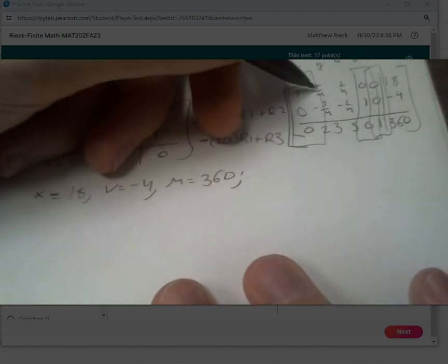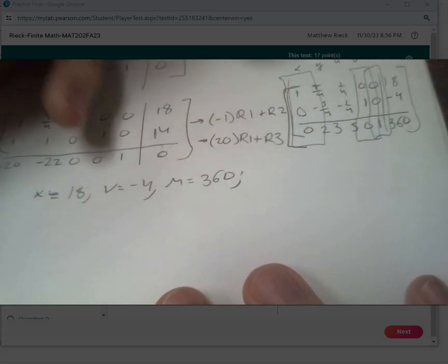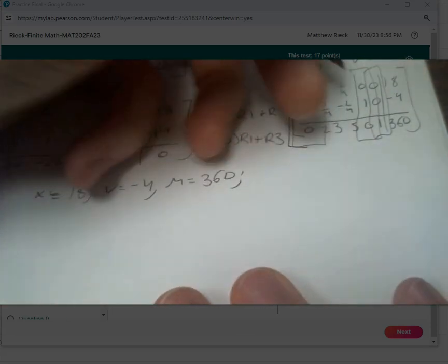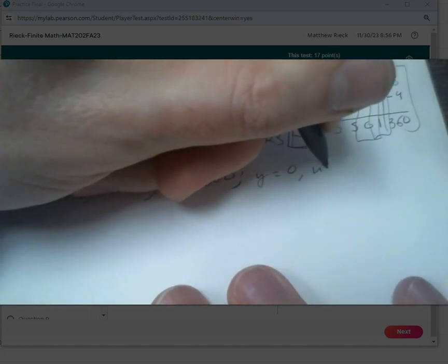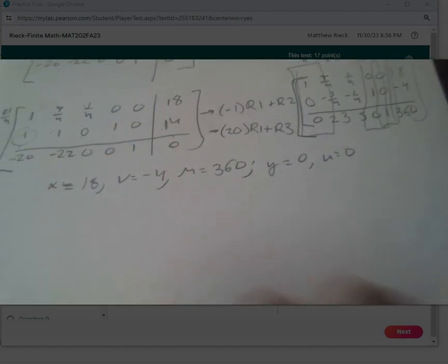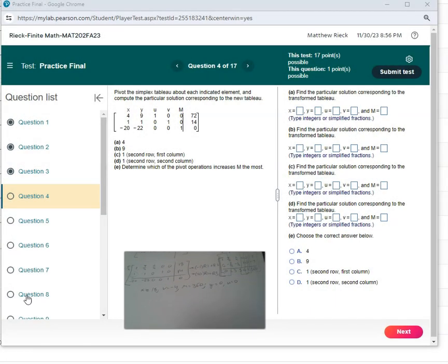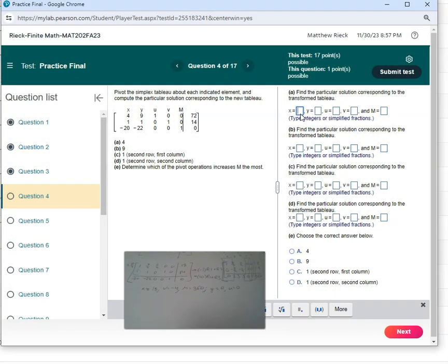And the other variables, the variables that don't have 1 in one of your rows and zeros everywhere else in that column, you just set those equal to 0. So you have y equals 0 and u equals 0. So the solution is 18, 0, 0, -4, 360.